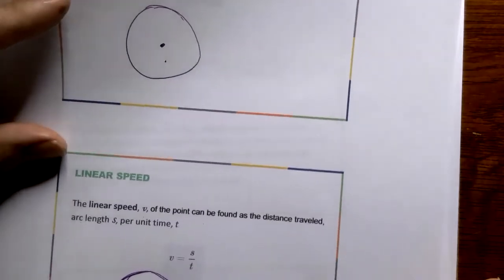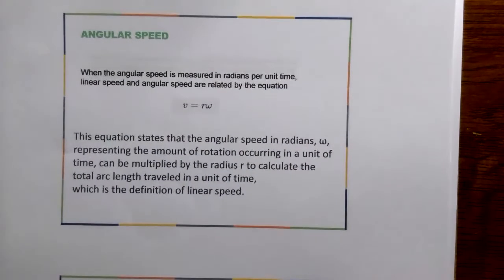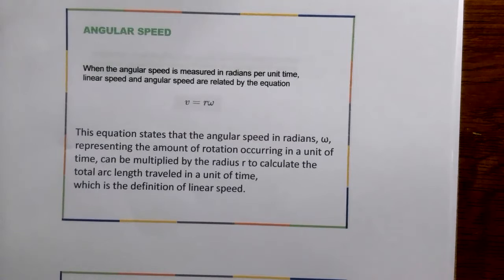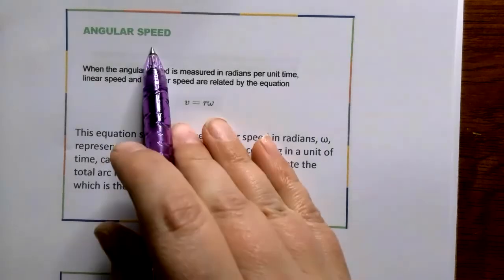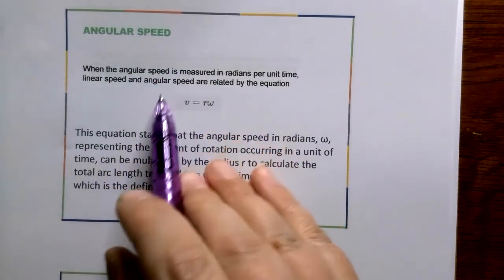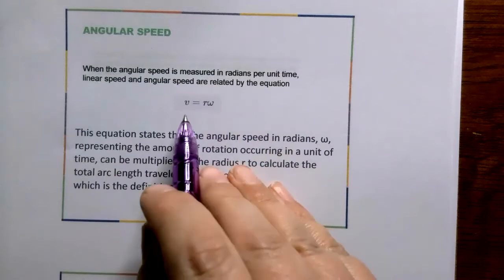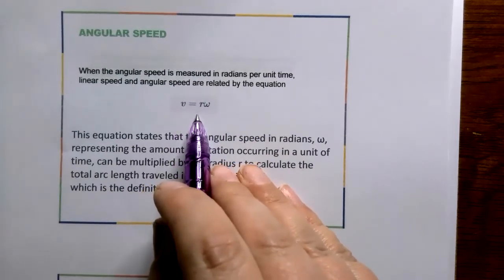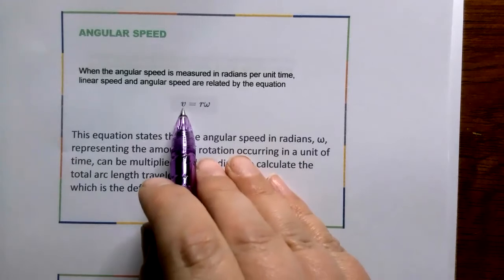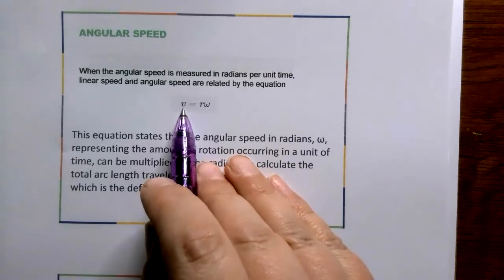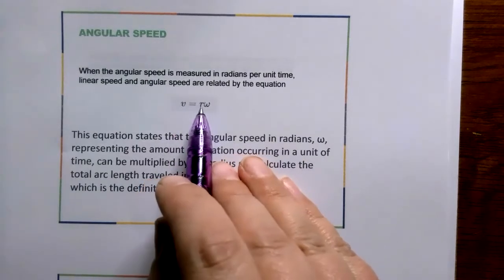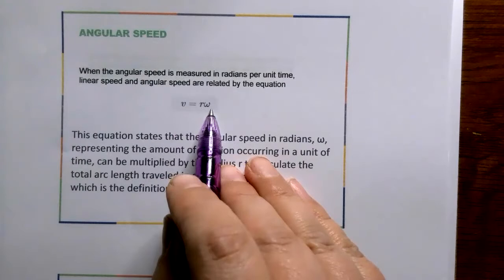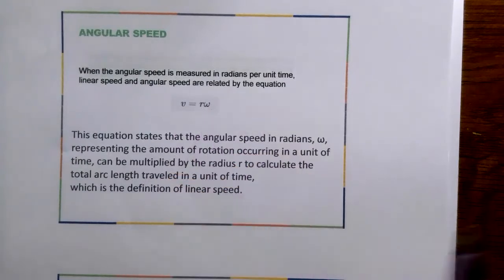All right. And the last formula for this section is angular speed and linear distance, how they're related. So this is the formula that gives the relationship between them. So the distance covered equals the radius times the angular speed.